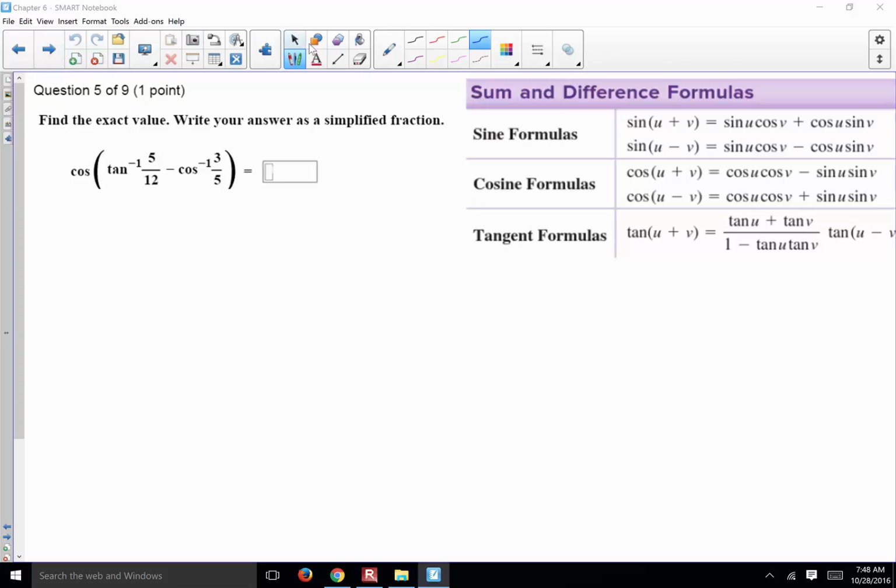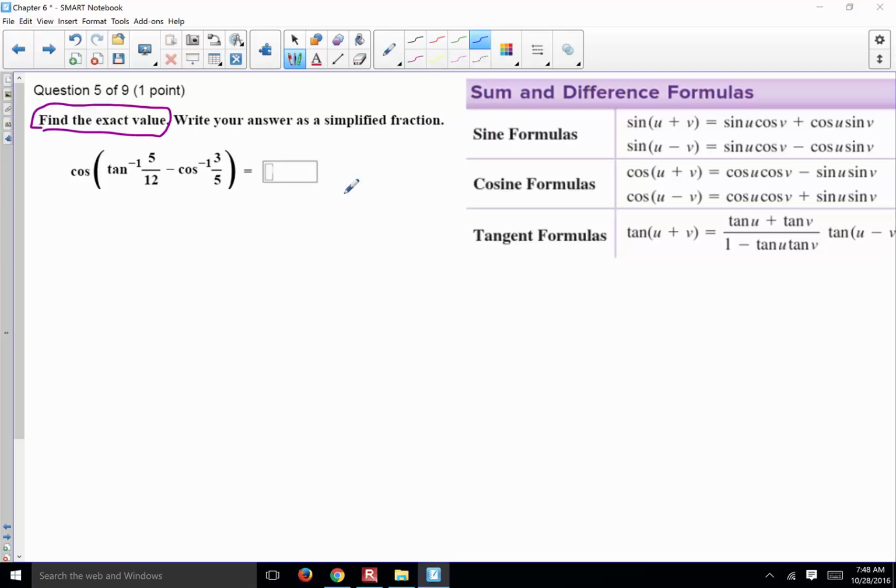Alright, why don't we take a look at this? It says find the exact value. So trying to punch these numbers into a calculator and computing tangent inverse and cosine inverse is not going to work. You're going to get an approximate answer. It's not going to be valid.